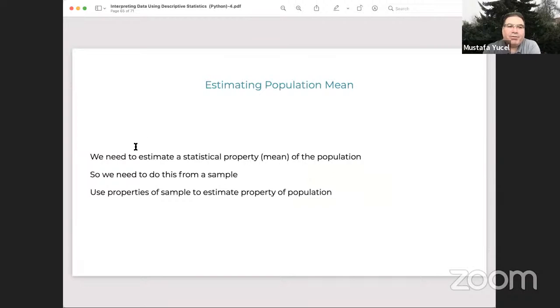Estimating population mean, we need to estimate a statistical property, the mean of the population. Let's say we are not able to reach everybody in the population. When I say everybody, okay, in the Bay Area case, it's real people, but in some cases, it's the measurements of error or production error or all kinds of statistics. It doesn't have to be people. So we need to form a sample, and then we use properties of the sample to estimate properties of the population. If we are not able to reach everybody in the Bay Area, we get a sample from the population.